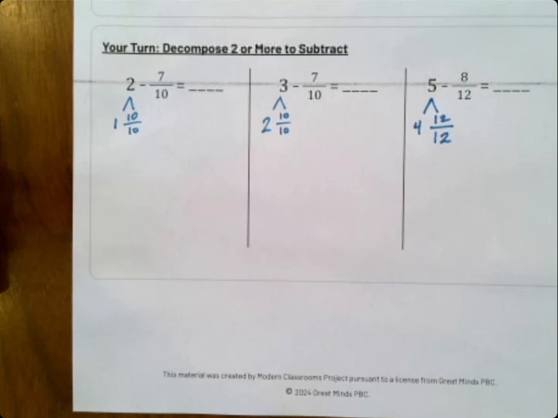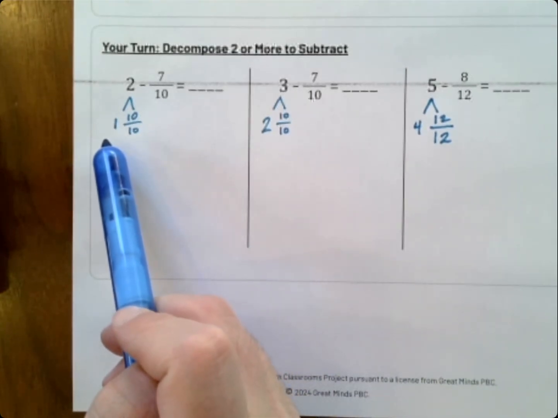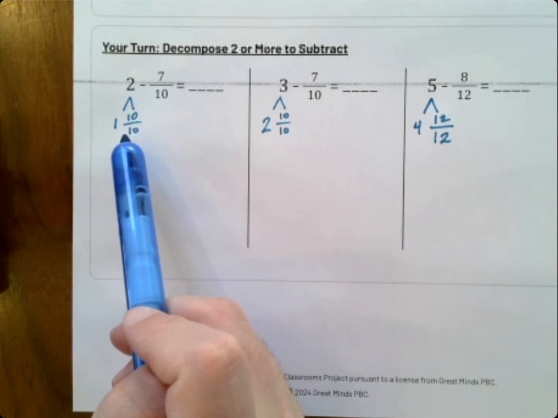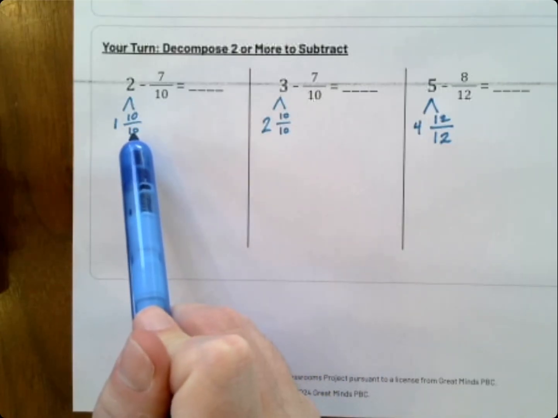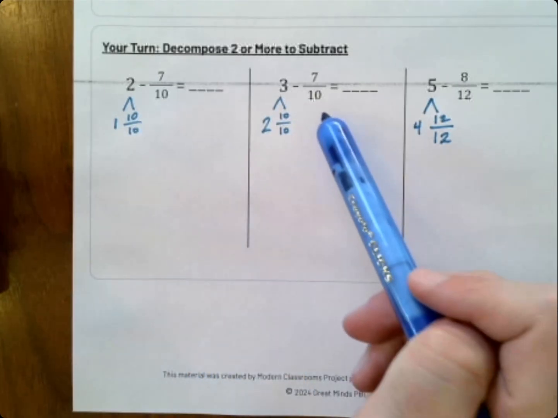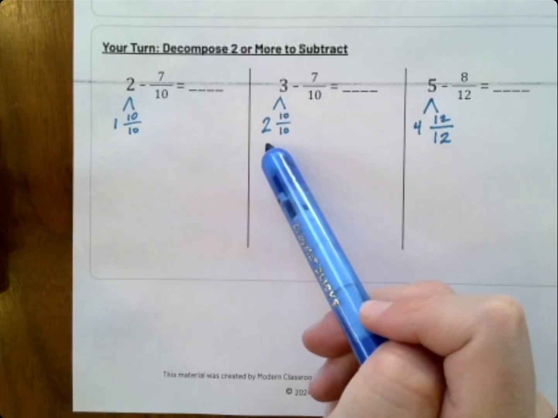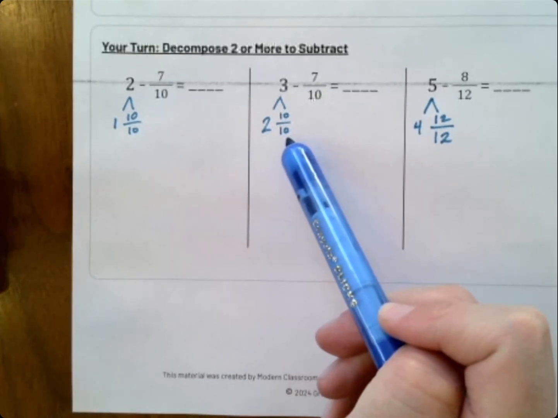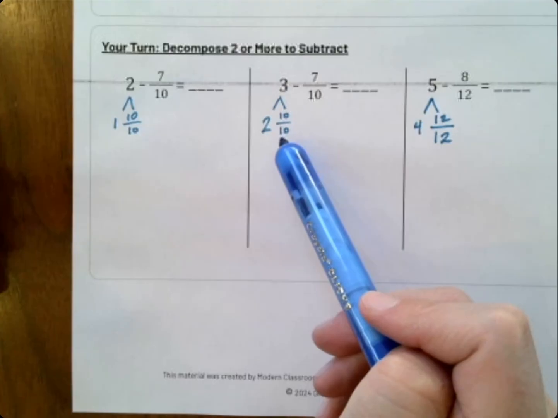Okay. So let's do a quick check-in just about decomposition. So you should have decomposed 2 here into 1 and then 10 tenths, because you're going to be subtracting a fraction that's less than 1. So you know your result is going to be between 1 and 2, and you're going to be subtracting in this fractional unit of tenths. Okay, here you're subtracting a fraction that's less than 1, so you should have decomposed 3 into 2 and then 10 tenths. You know your result will be between 2 and 3.